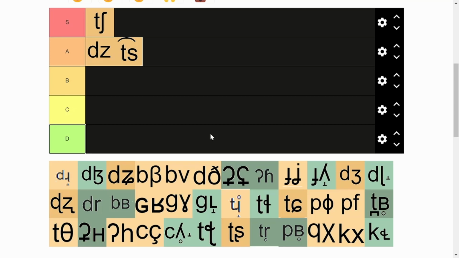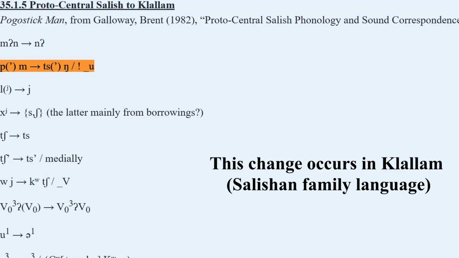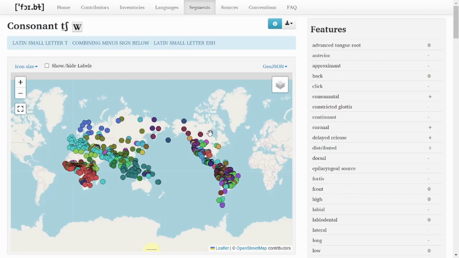I would say that ts could become a ch as well. Yeah, ts can, most affricates can become a ch. Even pf. I don't know about f, but I think that p can become ch, like the plosive. Oh wow, that happens in one of my conlangs. Oh nice. Yeah. Okay, so S tier for this one.